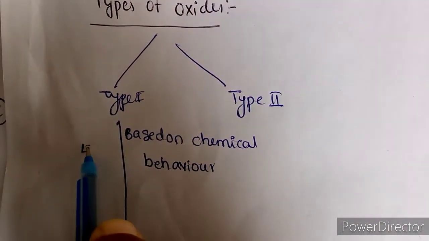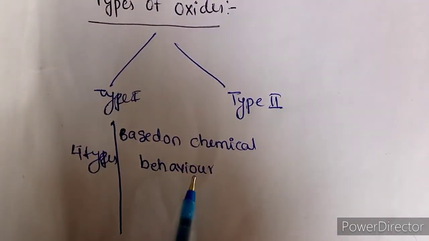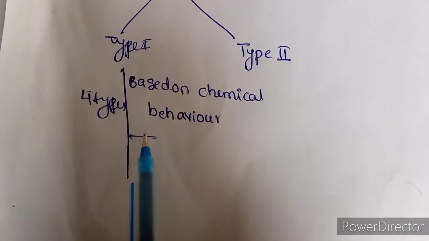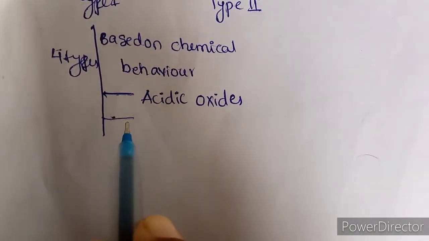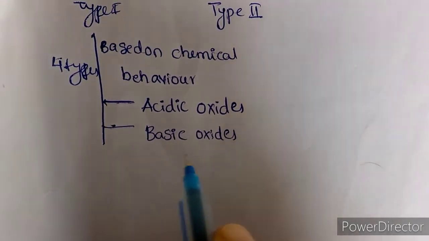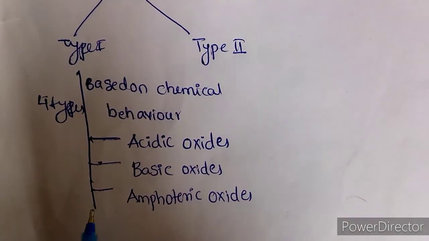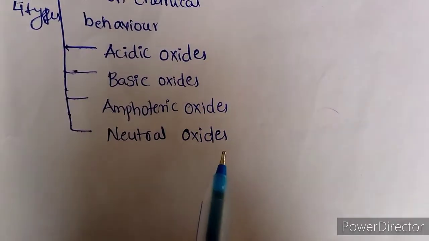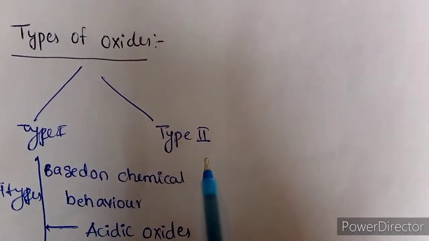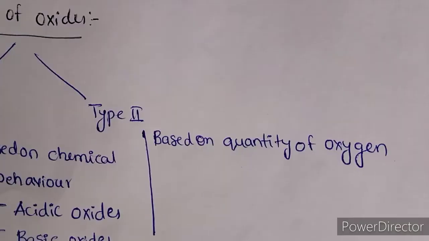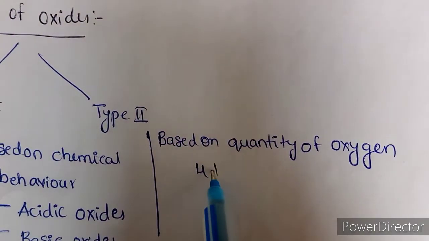Type 1 oxides are classified into four types based on chemical behavior. There are four types. First one, acidic oxides. Second one, basic oxides. Third one, amphoteric oxides. Last one, neutral oxides. And type 2 oxides are classified based on the quantity of oxygen present in the oxides.